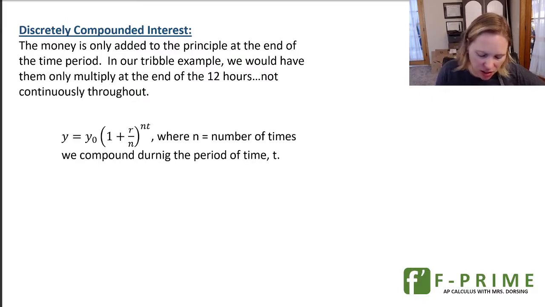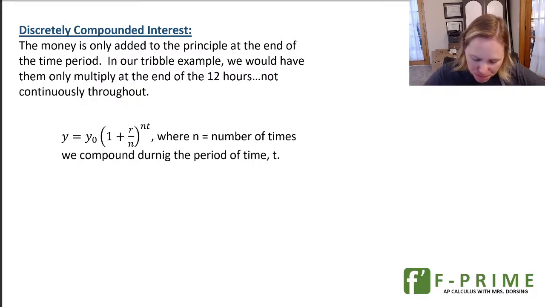So if we were going to take our tribble example, we would take the 12 hours and maybe we compound it every hour. So N would be 12 if T were to represent a 12-hour period, if that makes sense. So T is the big time period, N is the number of times that you would compound within that time period.